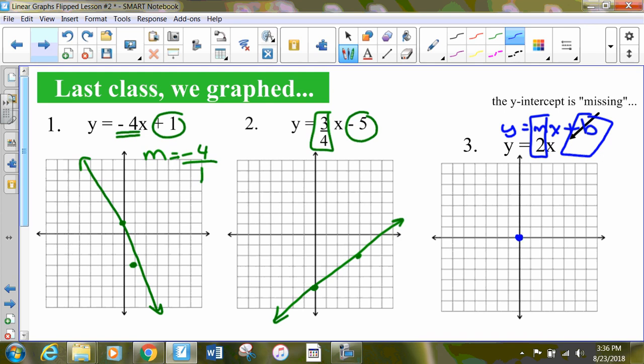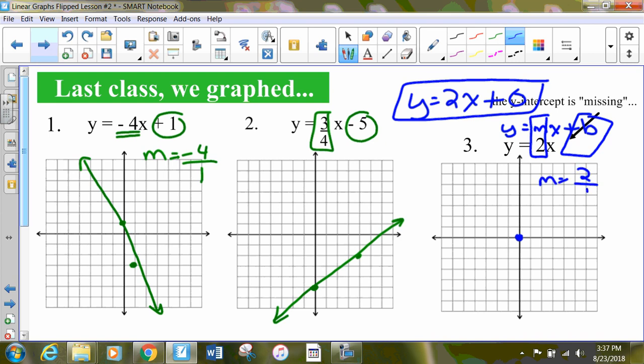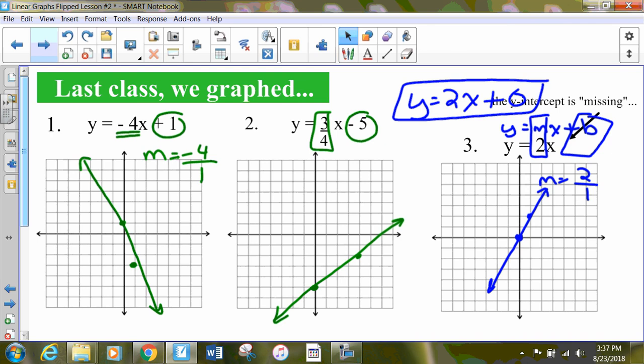So I could either write it as y equals 2x plus 0 or y equals 2x. If I write it as plus 0, it makes sense why the y-intercept is 0. If I don't write it, I just have to remember it's not there because it's 0. And then the slope is 2, and that means rise is 2, run is 1, so up 2 over 1. Connect the dots, try to make both dots. Yay. I'm going to encourage you to use rulers when you are connecting dots so that they look correct.